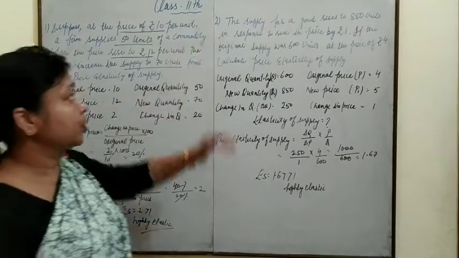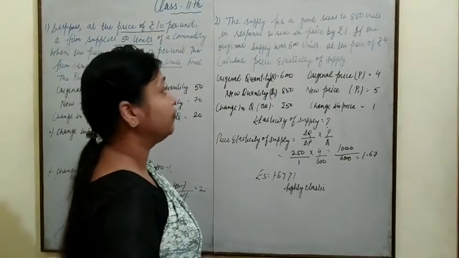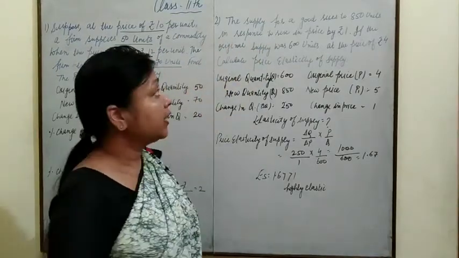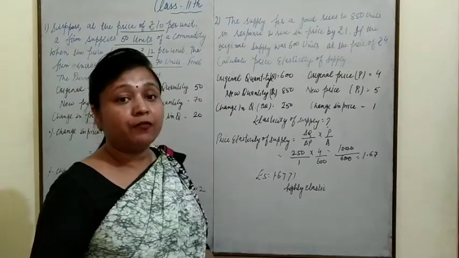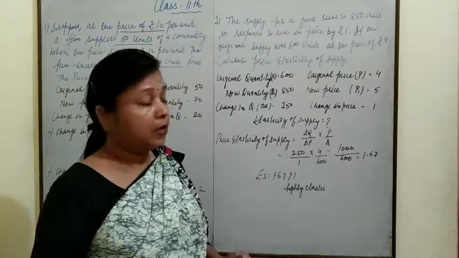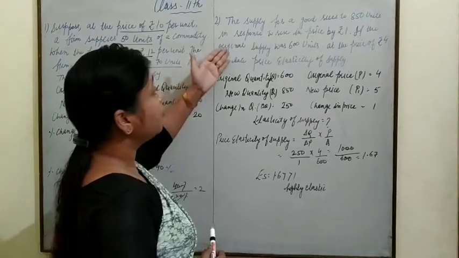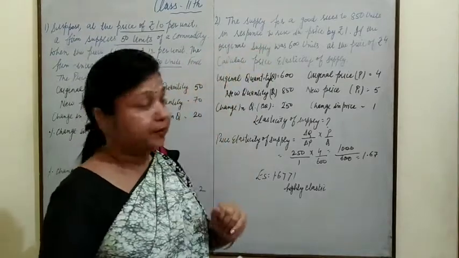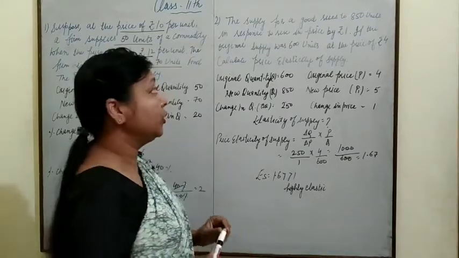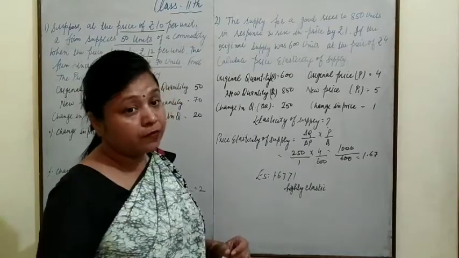Let us see one more question. The supply of a good rises to 850 in response to a rise in price by 1. Here it says that supply becomes 850 units when price rises by 1. If the price is increased by 1 rupee. If original supply was 600 units at a price of 4, original price and original supply are given. Calculate the price elasticity of supply.